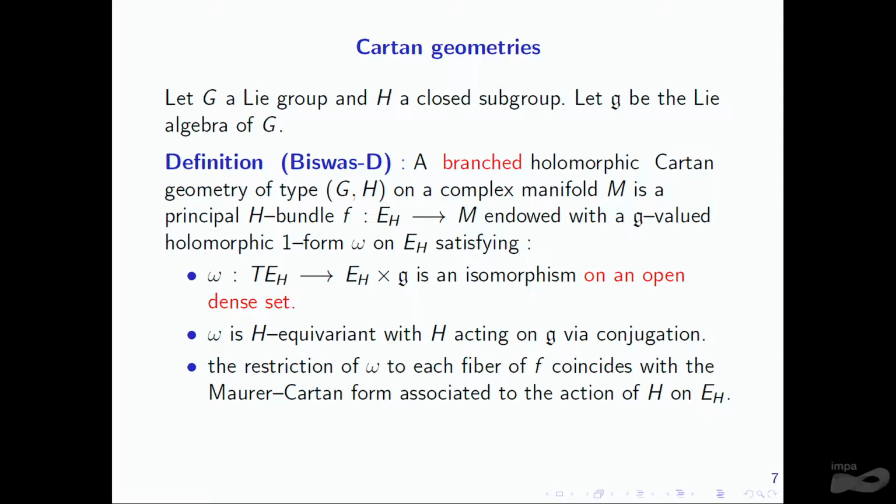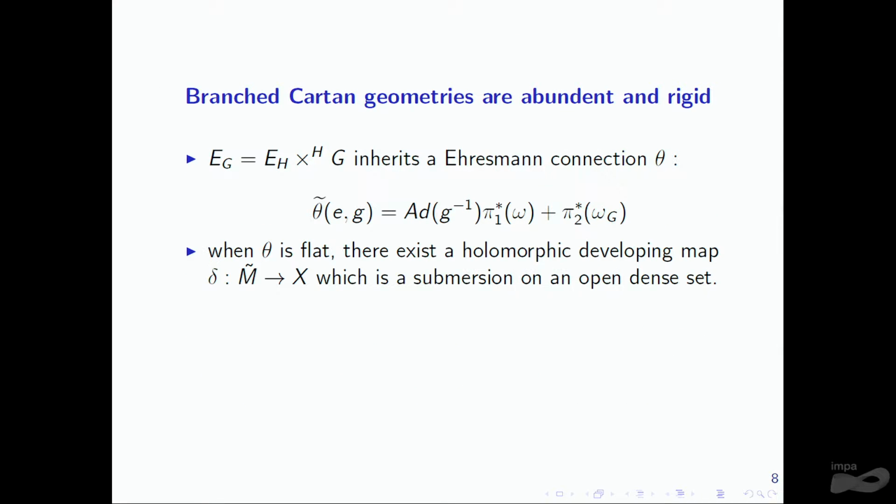And once again, this branched Cartan geometry will be flat if and only if this curvature computed by the Maurer-Cartan formula vanishes. So why is this somehow more flexible and at the same time rigid enough to work with? I will give you some explanation. Let's see first that flexibility.